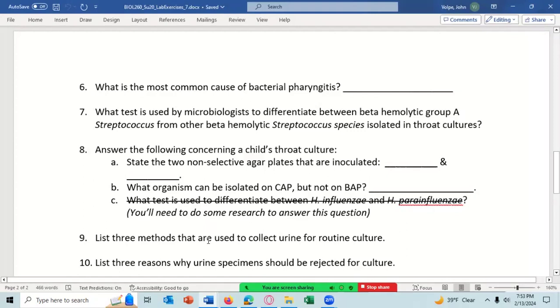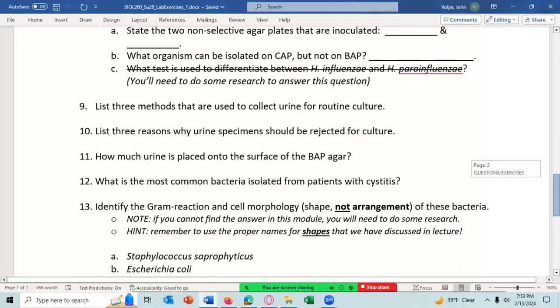9, list 3 methods that are used to collect urine for routine culture. 10, list 3 reasons why urine specimens should be rejected for culture. And that is discussed in the lab module. You can also do a search online. 11, how much urine is placed on the surface of a blood agar plate? 12, what is the most common bacteria isolated from patients with cystitis? Remember, that's a bladder infection. We're talking about a species of bacteria.